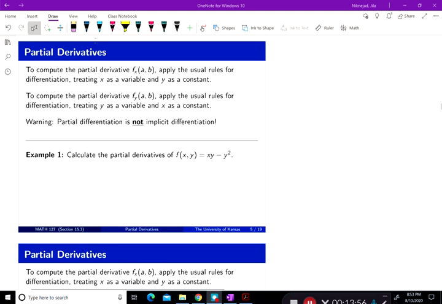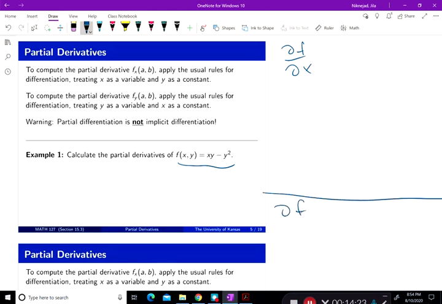So let's do example 1. Let's try to take the derivative, with the methods that we discussed, of the function f of x, y equals x times y minus y squared. Remember, let's first write down the derivatives. I have two of these, right? The derivative with respect to x, and I can have the derivative with respect to y. This one has another notation, and this one has another notation.